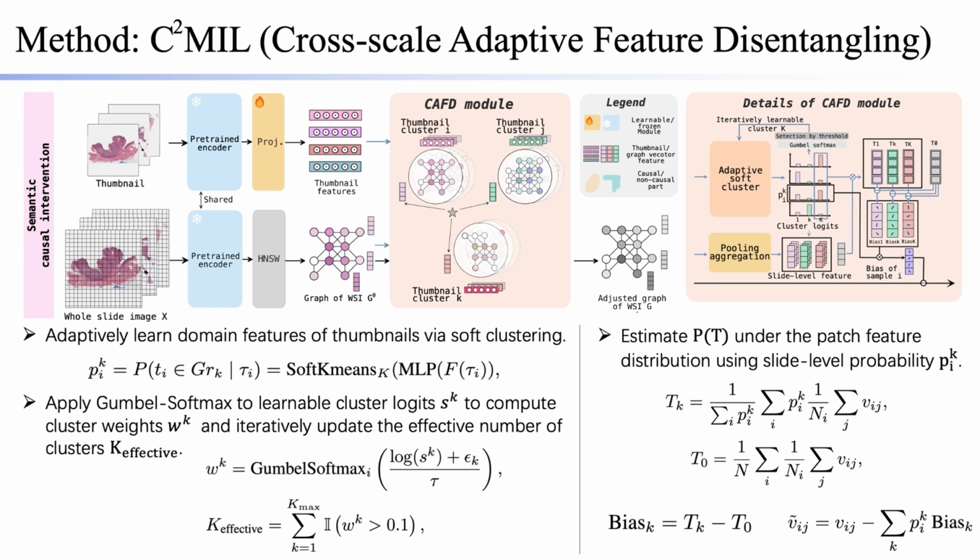For the semantic part, we proposed a cross-scale adaptive feature disentangling module. It looks at both thumbnails and patches to learn preparation-related biases. We use learnable cluster logits to dynamically decide how many clusters of bias exist. Then we subtract these biases from the patch features. The result is cleaner, bias-free features that focus on biology rather than slide preparation.